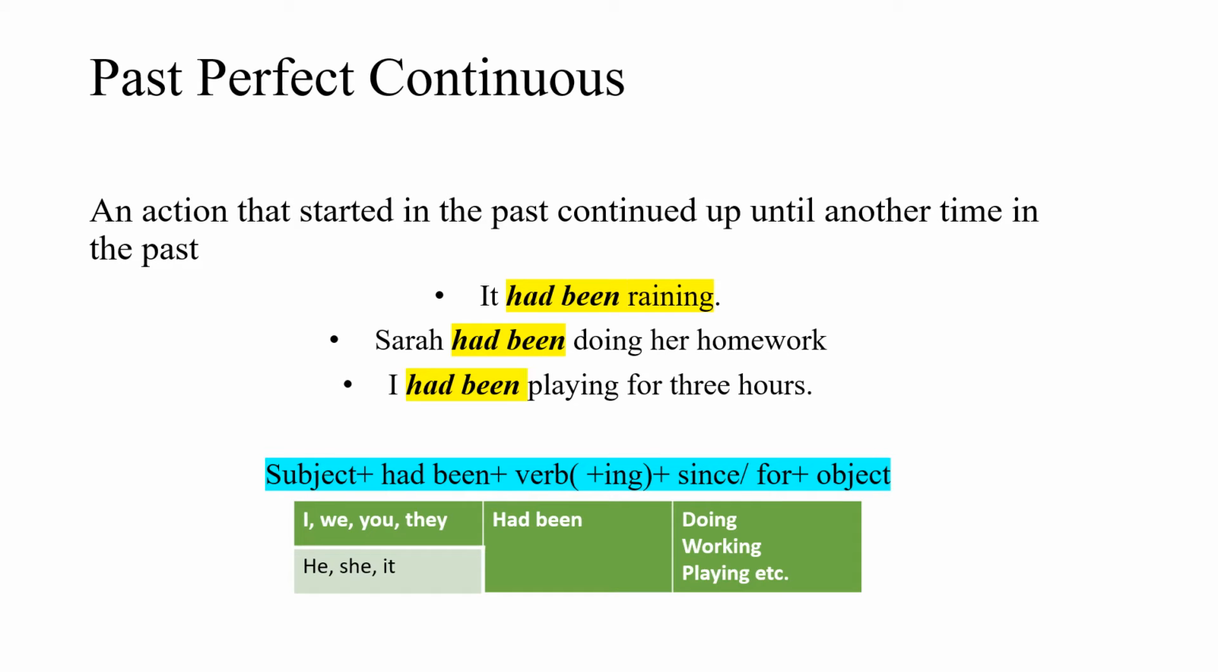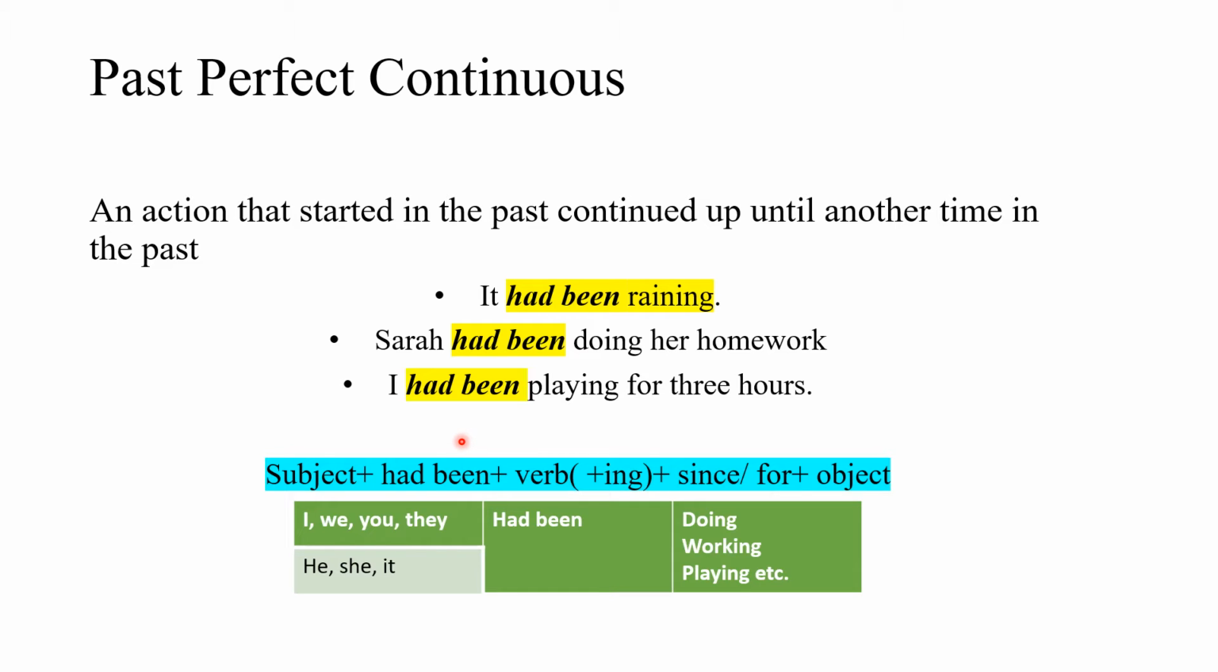In this example, we can say that I had been playing for 3 hours. This means that I started playing in the past, continued the action, which is playing, in the past, and the action of playing completed in the past.